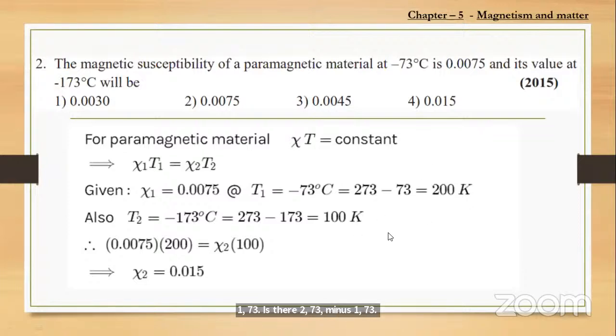So if you solve these two for the chi2 value, that value is found to be 0.015. You can observe that the chi value goes on increasing. As you know, when temperature decreases, magnetic property increases. That's why superconductors, you may have heard about that, are working at very low temperatures.